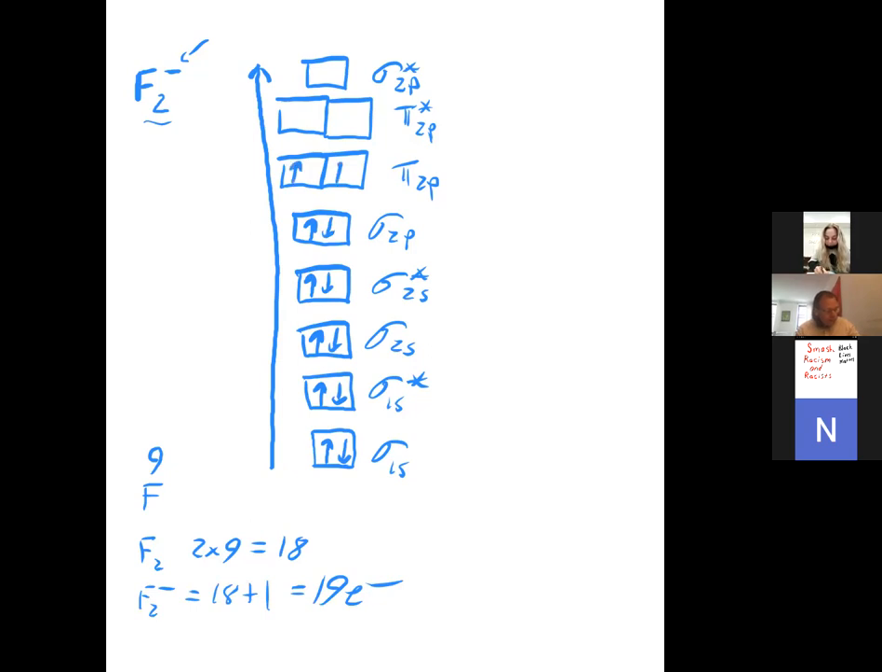1, 2. Remember Hund's rule: if you have orbitals at the same energy level, you do spin up, and then you pair them up, spin down, spin down. Same thing here. That's a rule of quantum mechanics. So 1, 2. Okay? How far have I gone? 2, 4, 6, 8, 10, 12, 14. We've got to go up to 19. So 1, 2, 3, 4. That would be 18. One more, 19. And that would be the diagram for F2 minus.